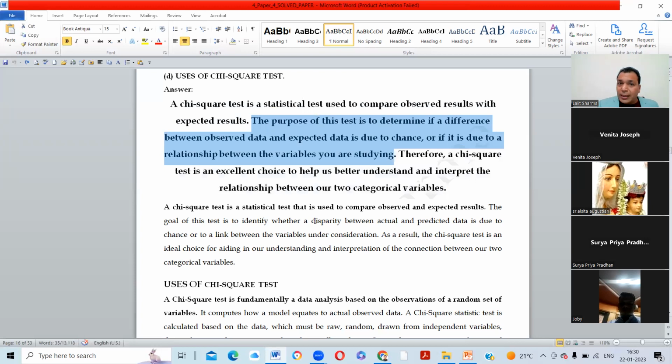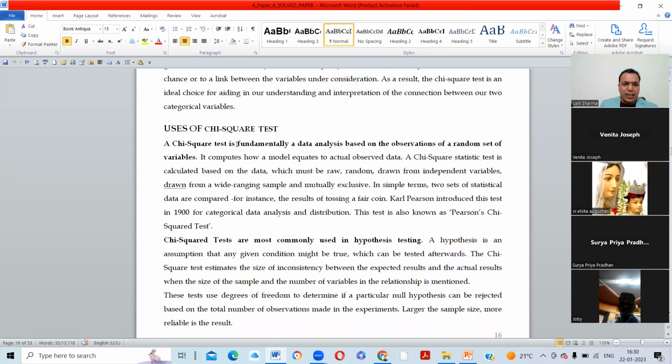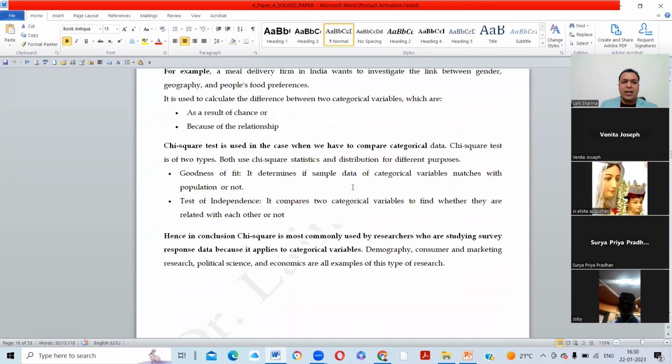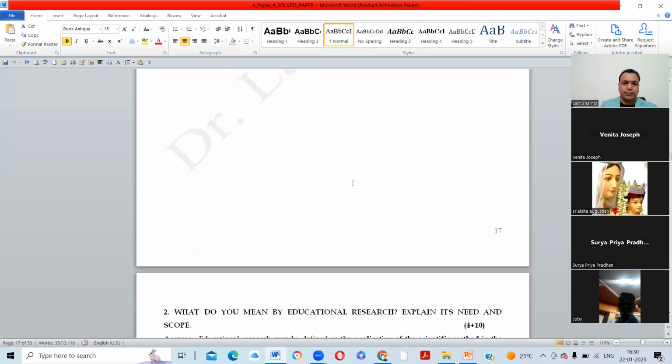Basically, the purpose of this test is to determine whether the difference between the observed result, whatever you have come to know by observing, and what you were expected to find, has come by chance, or whether a relationship exists. So we always use the chi-square test, right? You can see the uses of a chi-square test. I have explained it with an example also, right, guys?